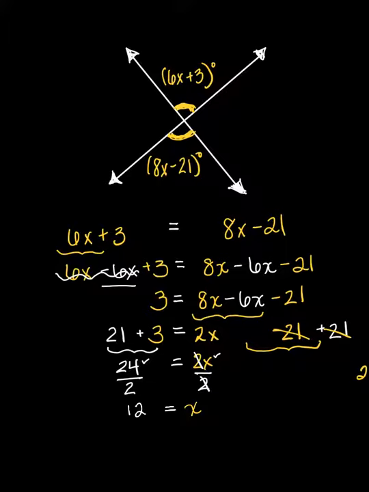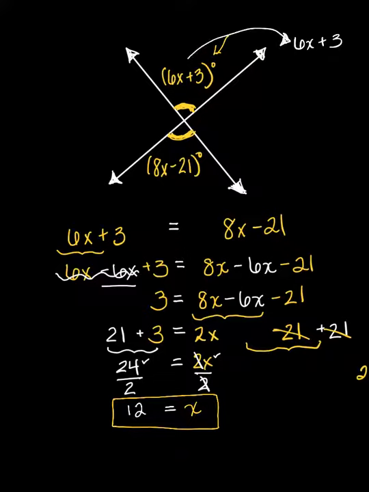Now, how do you check problems like this? Well, it's just like before. I have to plug it back in. Up here, I wanted to know what my angle was, so I'm going to take this 12 and plug it in for x. I have 6x plus 3. That's this equation right here. I need to figure out how many degrees this angle is, and I'm going to plug my 12 in for x. Remember that x equals 12, which we found down here.